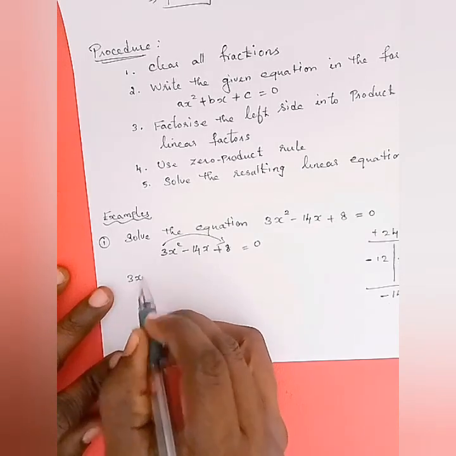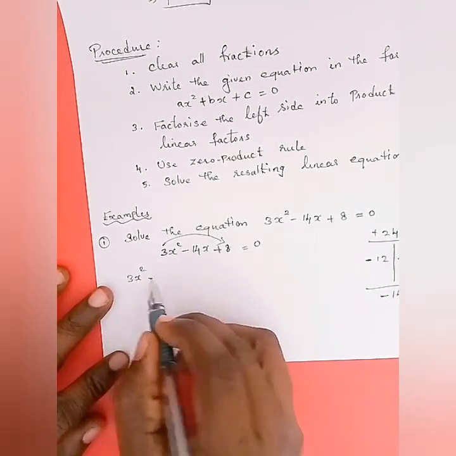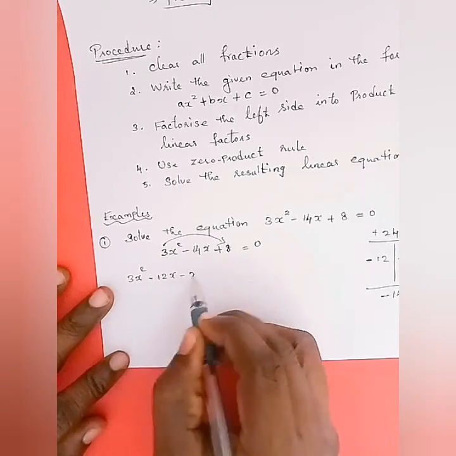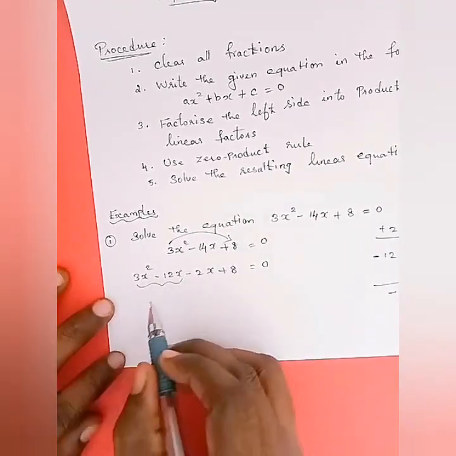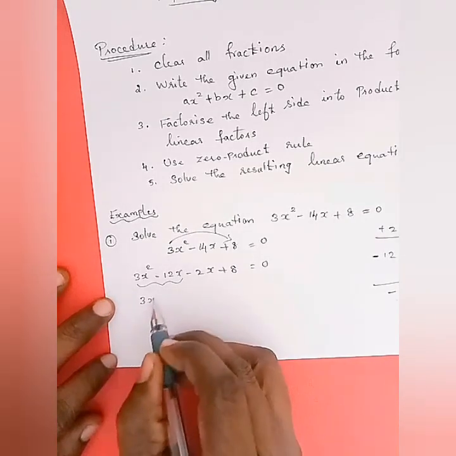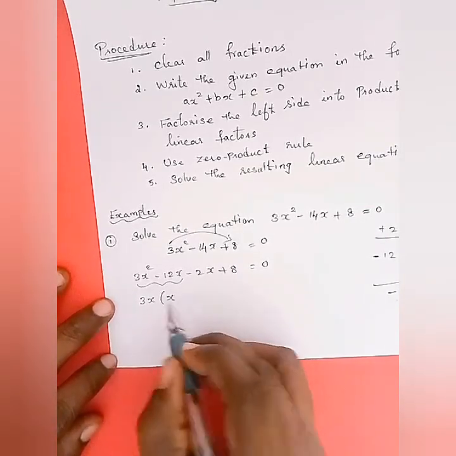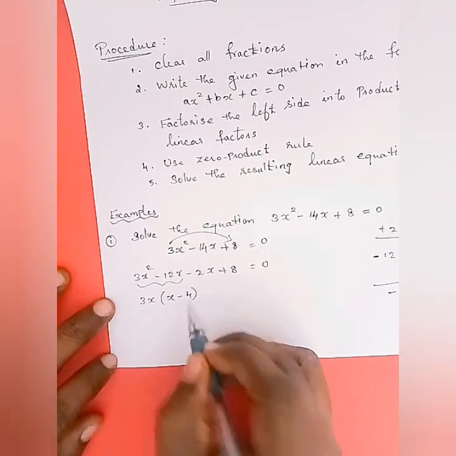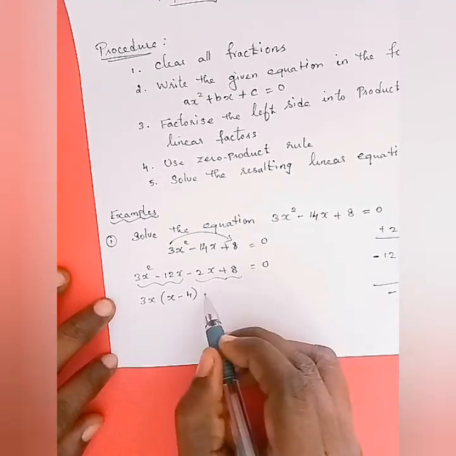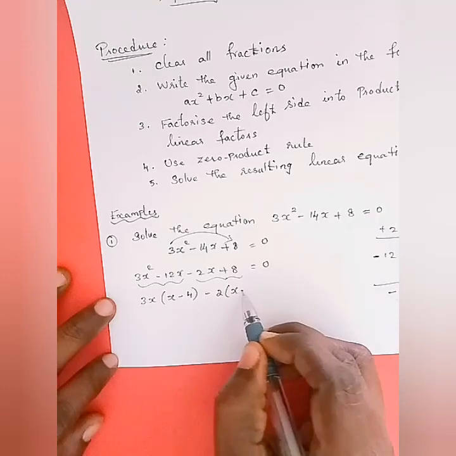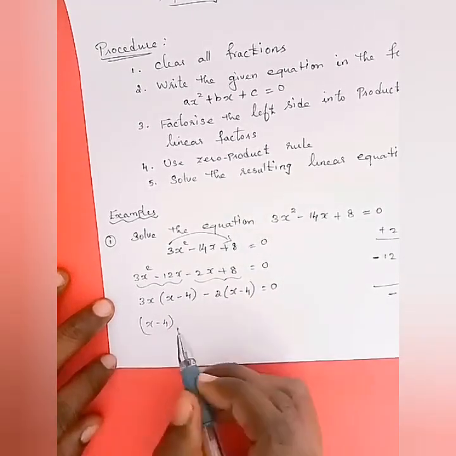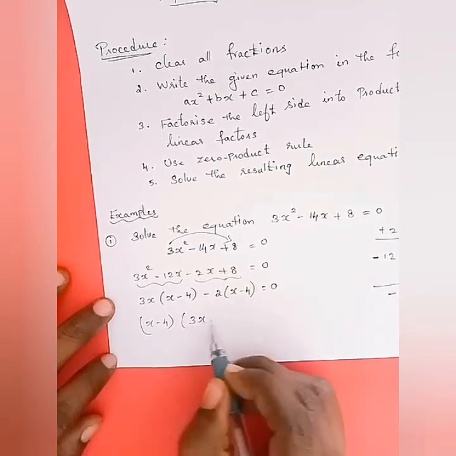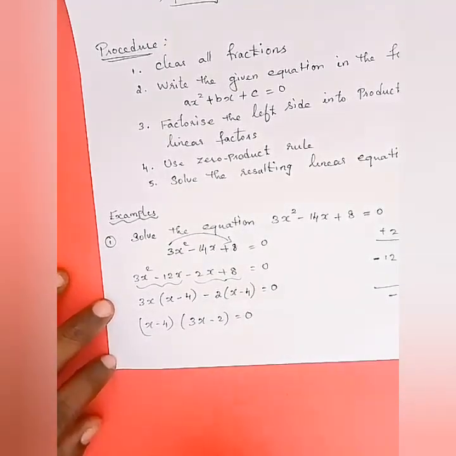So 3x square minus 14x, I am going to write it as minus 12x minus 2x plus 8 is equal to 0. From the first two terms I can take 3x as common outside, so x minus 4 will be there. Here minus 2 I am going to take it common. Again x minus 4 will be there, that is equal to 0. Now x minus 4 is common, I can take it outside. So 3x minus 2 equal to 0 will be there.